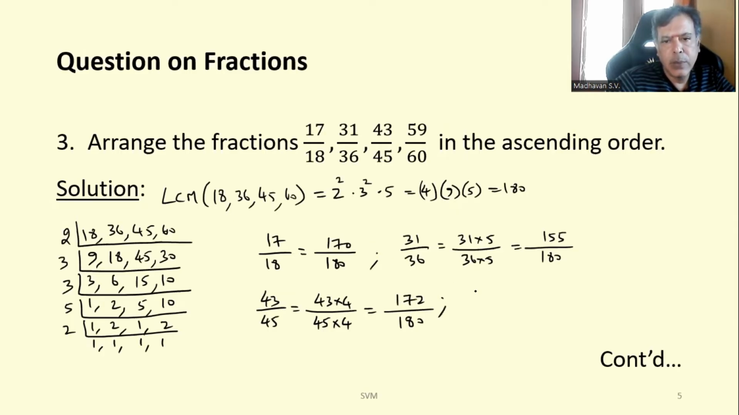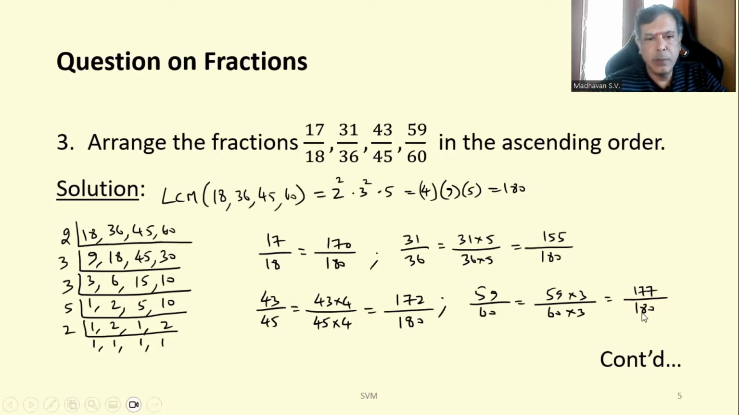Then the next one, 59 by 60. If I want 180 in the denominator, I will be multiplying by 3. So same thing, I will be doing it in the numerator also. So this is 180. 3 9s are 27, 2 3 5s are 15, plus 2, 17.